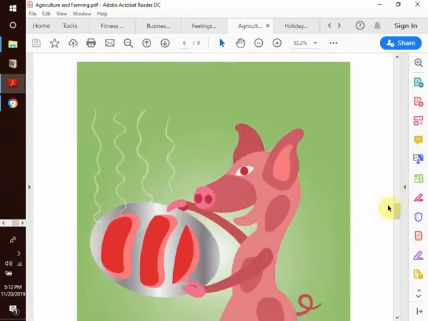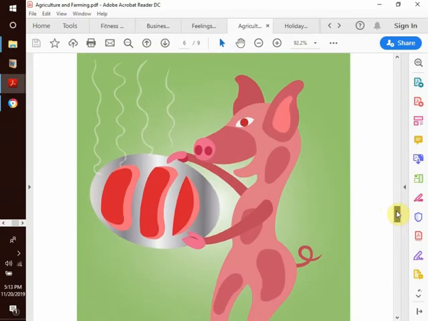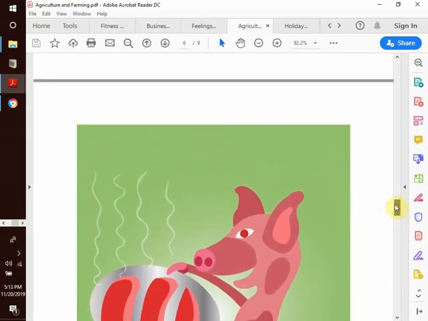Maybe you want some pork. Know in some cultures people don't eat pork, but I'm okay with it.